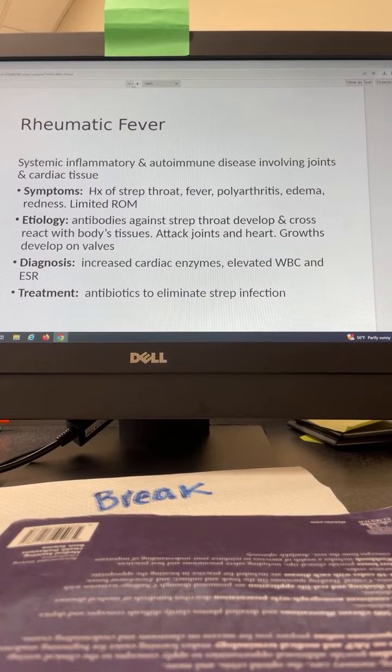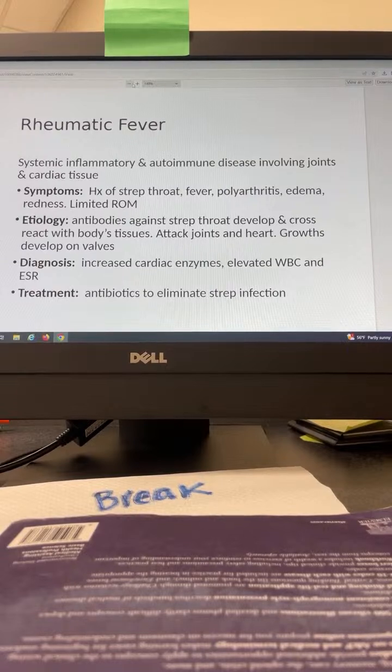You diagnose this similarly. White blood cells and ESR are going to be elevated. The cardiac enzymes will also be elevated because that heart is in distress with the antibodies attacking it, right? So if you're attacking yourself, that's not good.